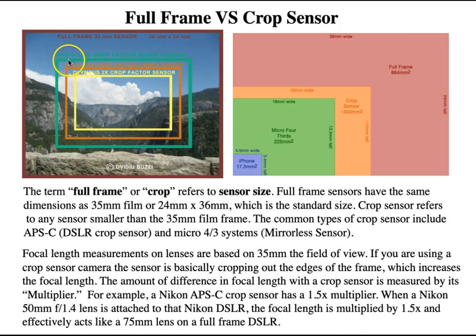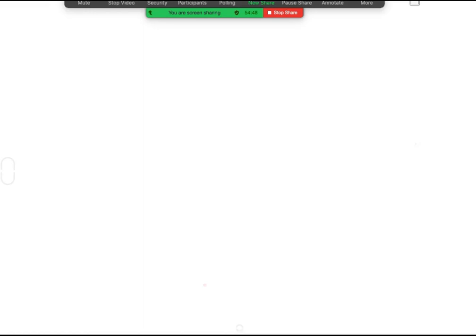And our crop sensors always tell you how much they are cropping in. So this is a 1.6, this is a 1.5, this is a 2 times crop sensor. And what that means is you multiply the lens focal length by that number, and then it gives you the approximate lens you are using. So if you had a 50mm lens and you were on a 1.5 crop sensor, you would multiply 50 by 1.5 and you'd get 75. So that lens essentially is working like a 75mm lens. Alright, so let me show you a little bit more about this.